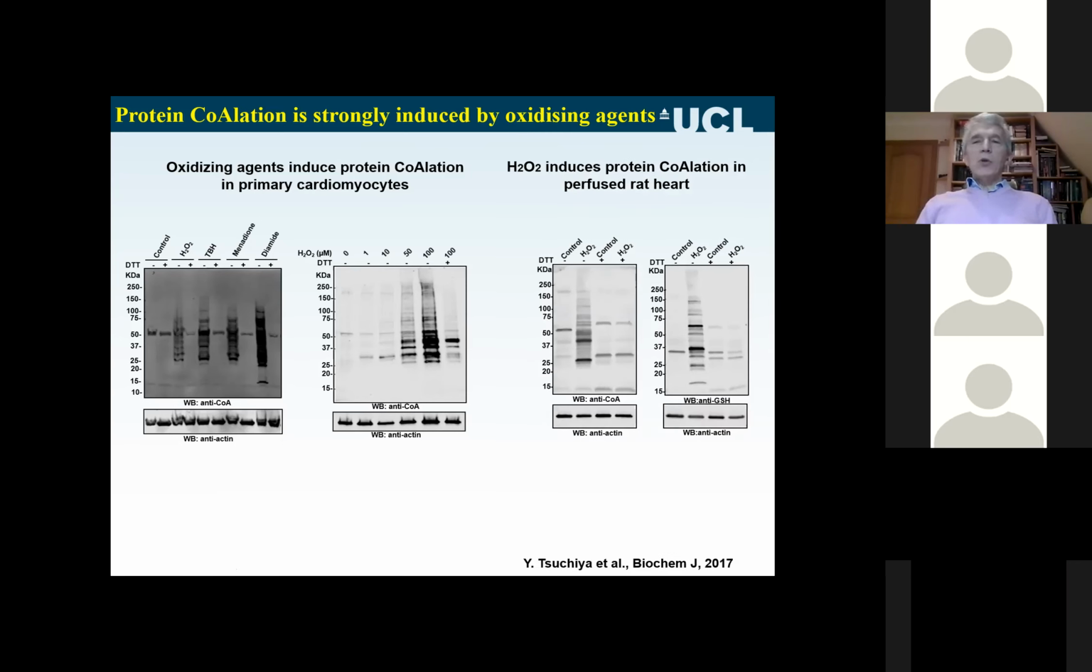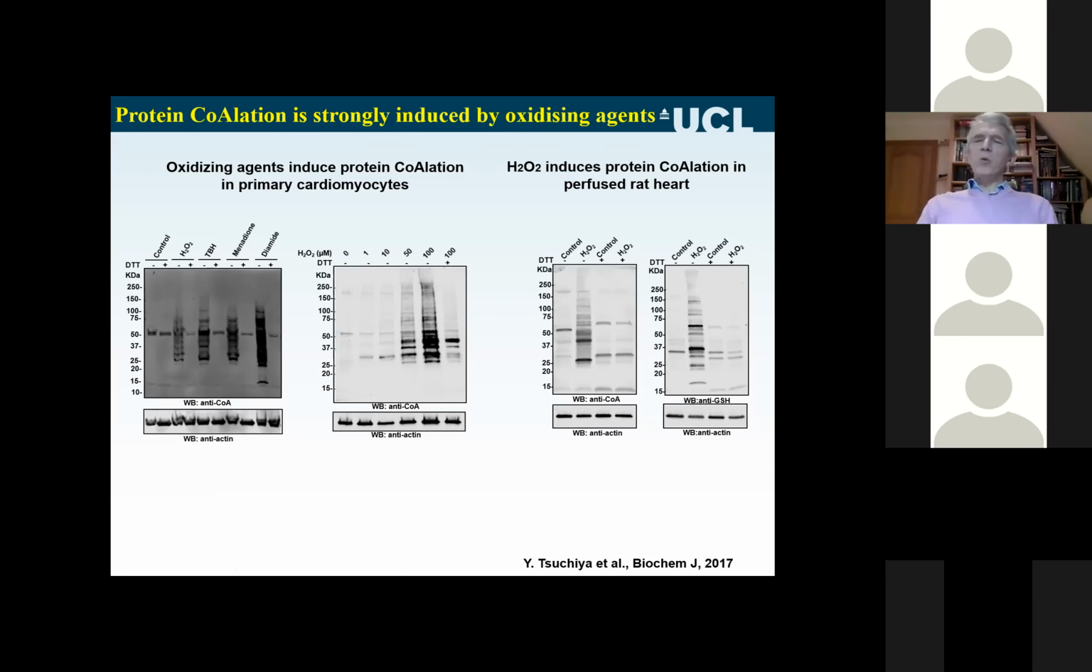Extensive protein CoAlation was also observed in rat hearts perfused with hydrogen peroxide, as you can see here on this slide. When we probe the same lysates with anti-glutathione monoclonal antibodies, you can see strong glutathionation of modified proteins. However, the pattern of protein glutathionation and protein CoAlation differs significantly, indicating that these low molecular weight thiols bind to different proteins or to the same proteins with different extent.